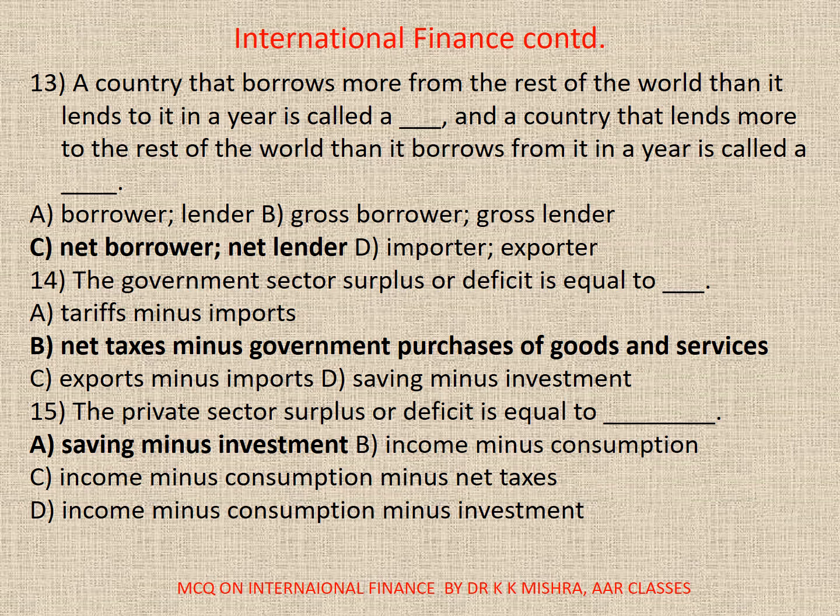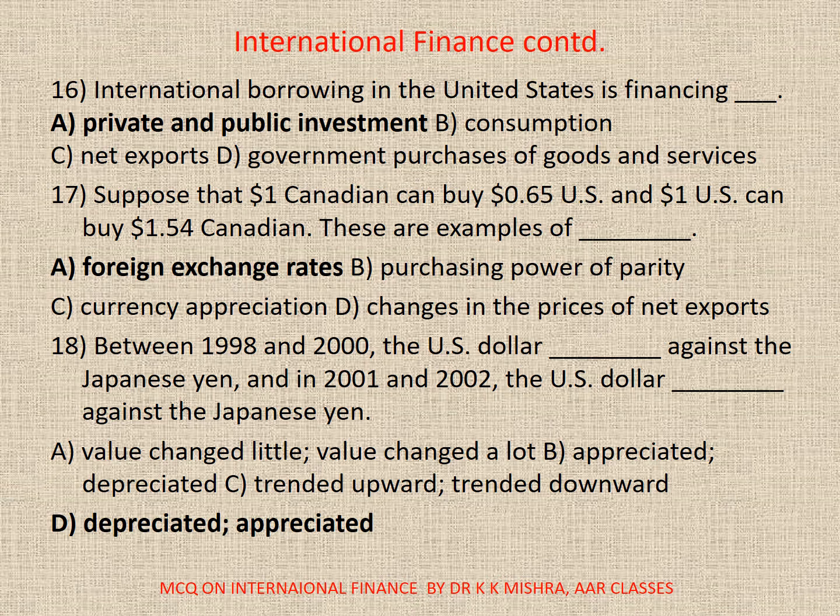14. The government sector surplus or deficit is equal to dash. Correct option is B, net taxes minus government purchases of goods and services. 15. The private sector surplus or deficit is equal to dash. A. Saving minus investment. B. Income minus consumption. C. Income minus consumption minus net taxes. D. Income minus consumption minus investment. The correct option is A. Saving minus investment.